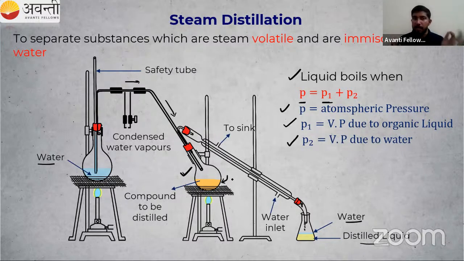So the point is that atmospheric pressure is equal to the vapor pressure due to our organic liquid plus the vapor pressure due to our water. That is what is happening here. So these are the 4 different kinds of distillation techniques.